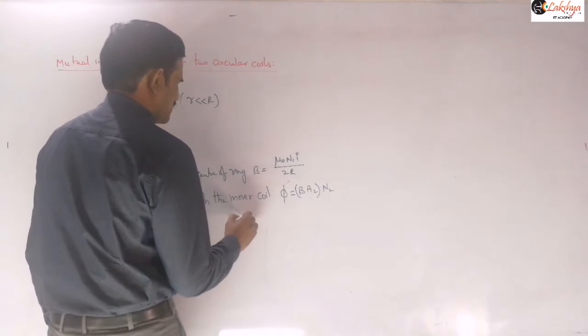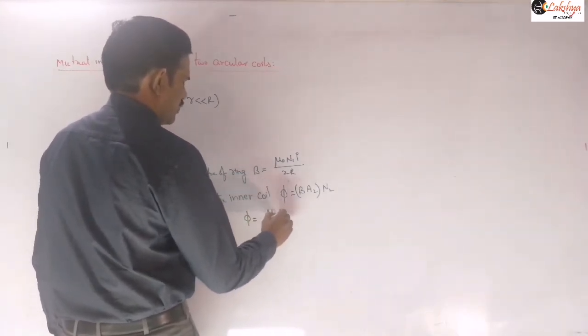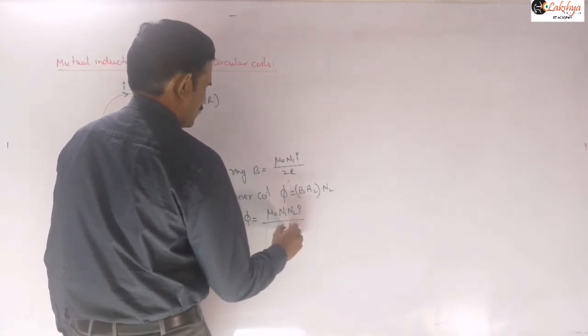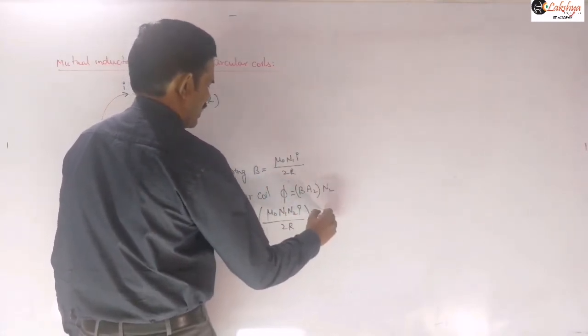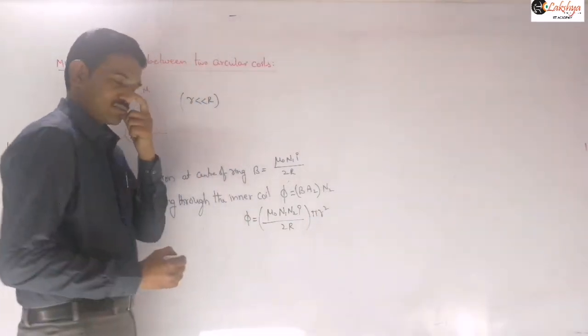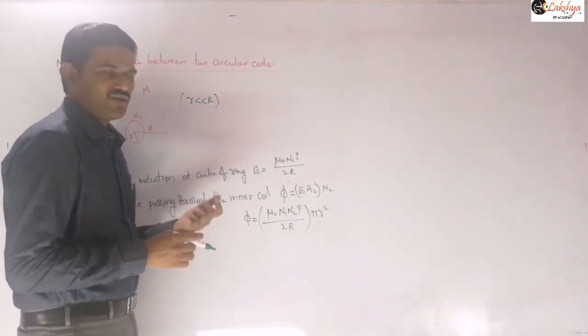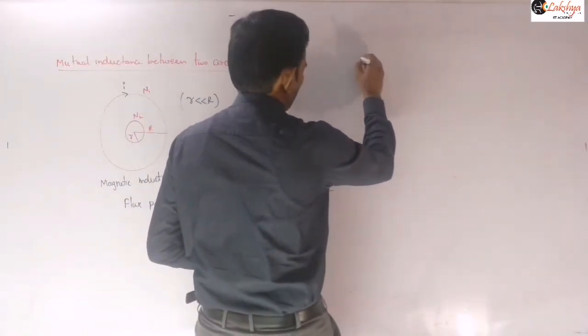And so therefore this flux we can write as mu naught into N1 N2 into I by 2R into pi r square. That is the area of this inner coil. And now this value should be equal to our flux, that means M I.